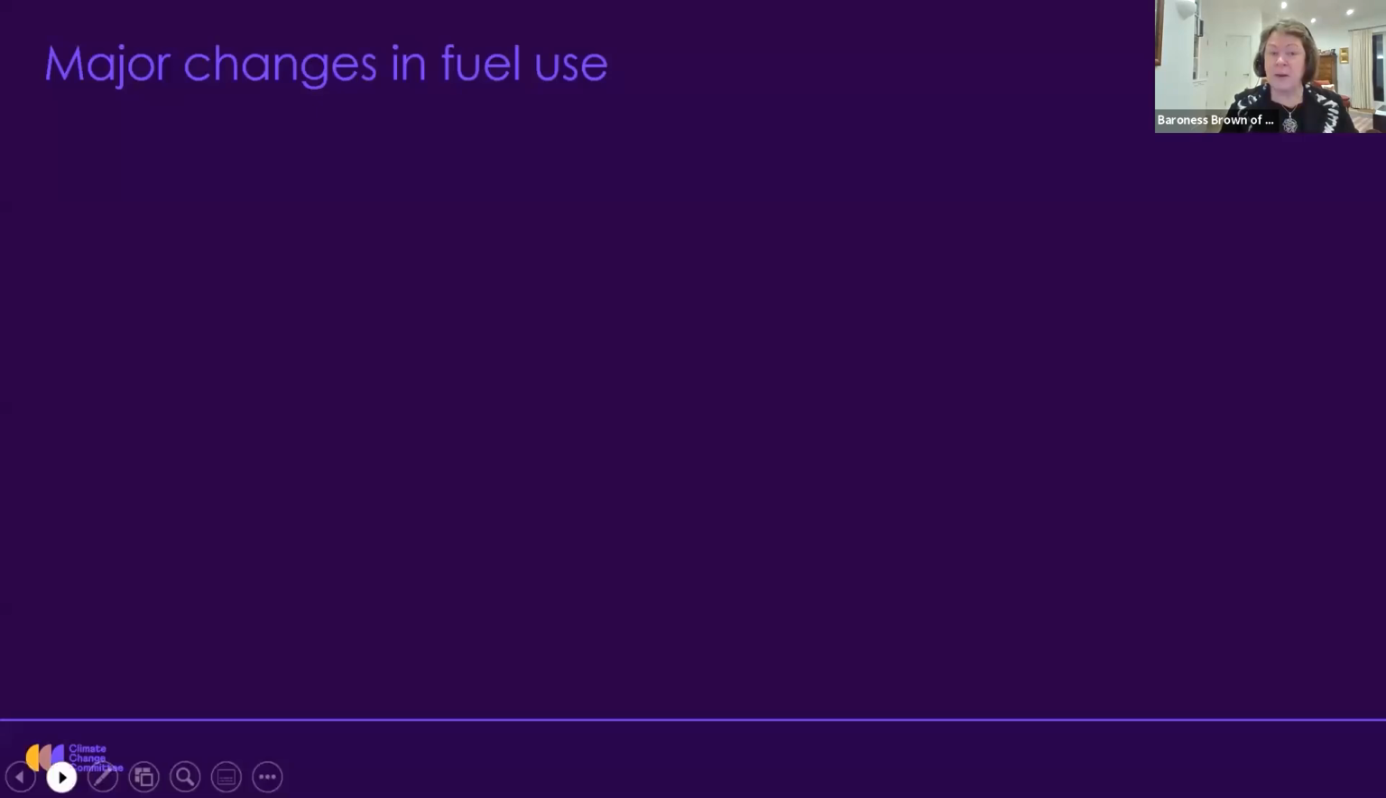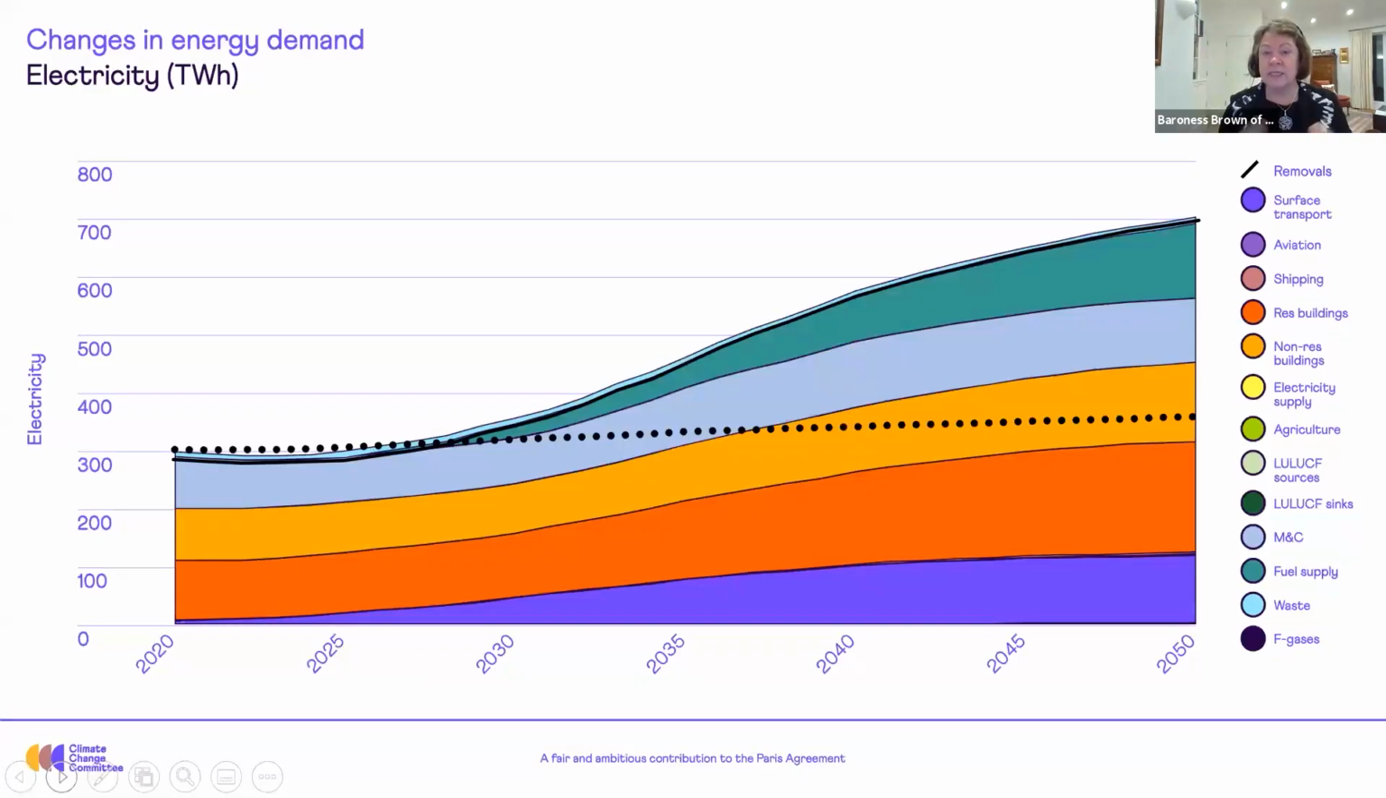Underpinning that are major changes to what our energy system looks like. By 2050, we'll need to have at least doubled our electricity system, and we may even need to have trebled it in size. This is the core scenario used by the Climate Change Committee, which suggests we need to move from today's 300 terawatt hours of electricity to something like 720 terawatt hours of electricity by 2050.